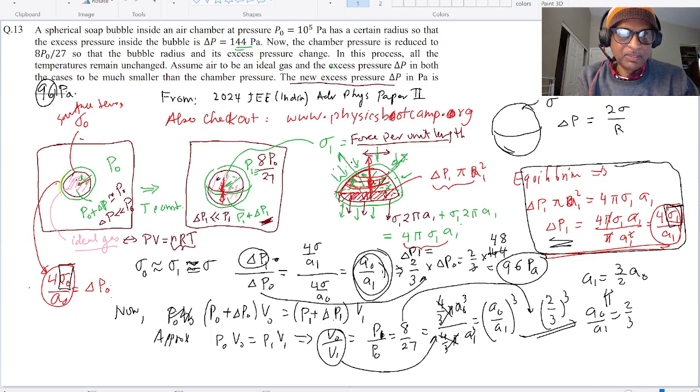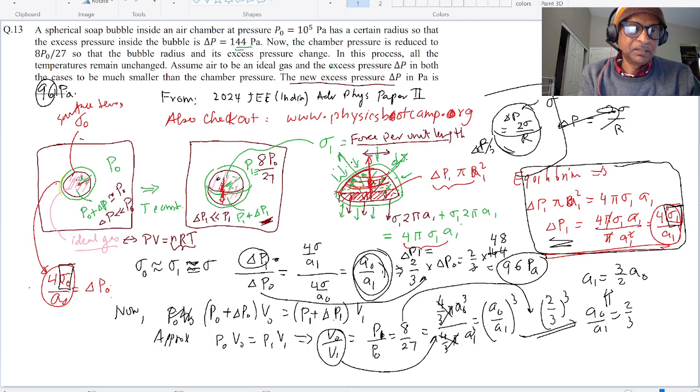That's one of the places that you could have tripped up. But other than that, I think I should write down here that delta P for a single surface is 2 sigma over r. Other than that, I think the rest is pretty straightforward.